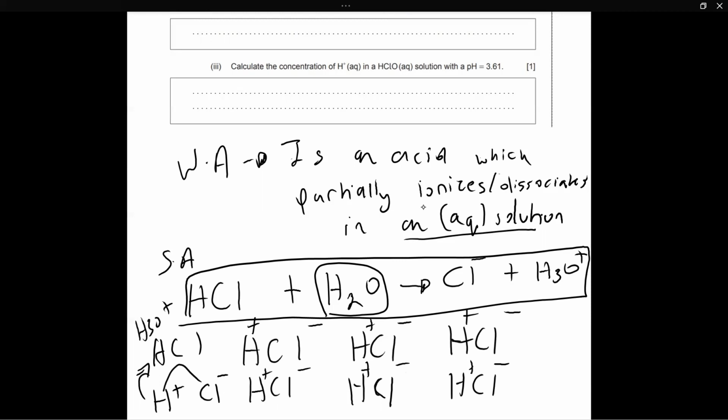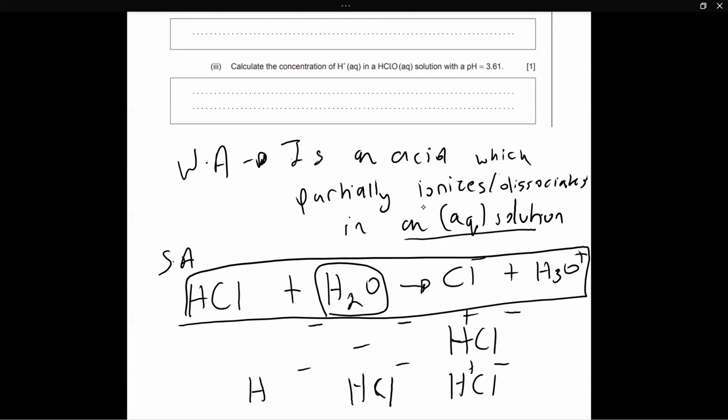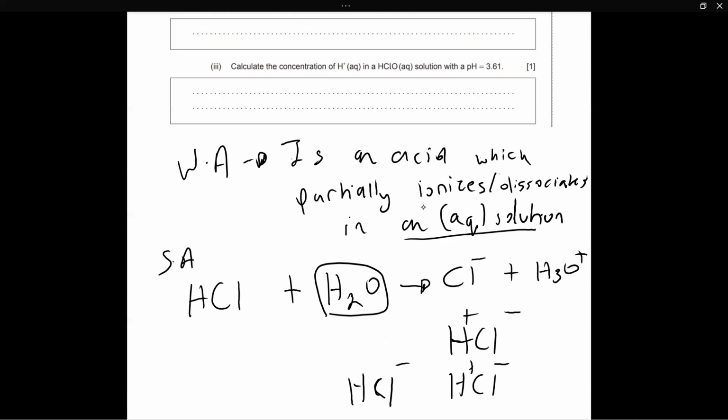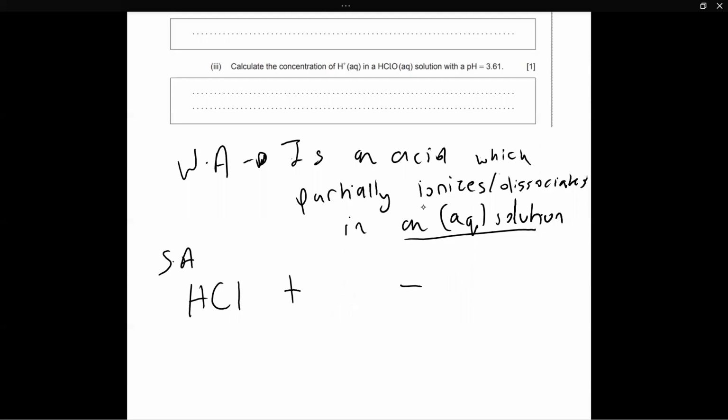Now, in comparison, let's look at what will happen to a weak acid. Let me just erase all of this real quick. So, what will happen to a weak acid? Like I said above, a weak acid partially ionizes or dissociates in an aqueous solution. So what is a weak acid? I'm going to take a quick example. The most common example is ethanoic acid. So ethanoic acid looks something like this.